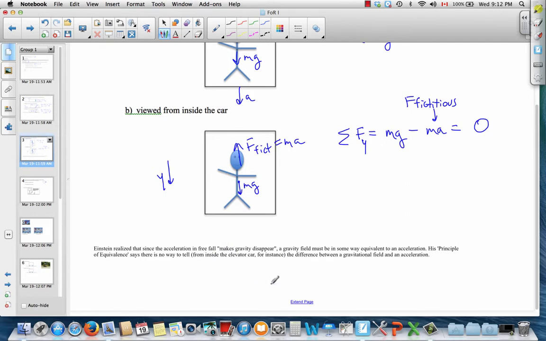So we can just underline that. Principle of equivalence says there's no way to tell the difference between a gravitational field and an acceleration.